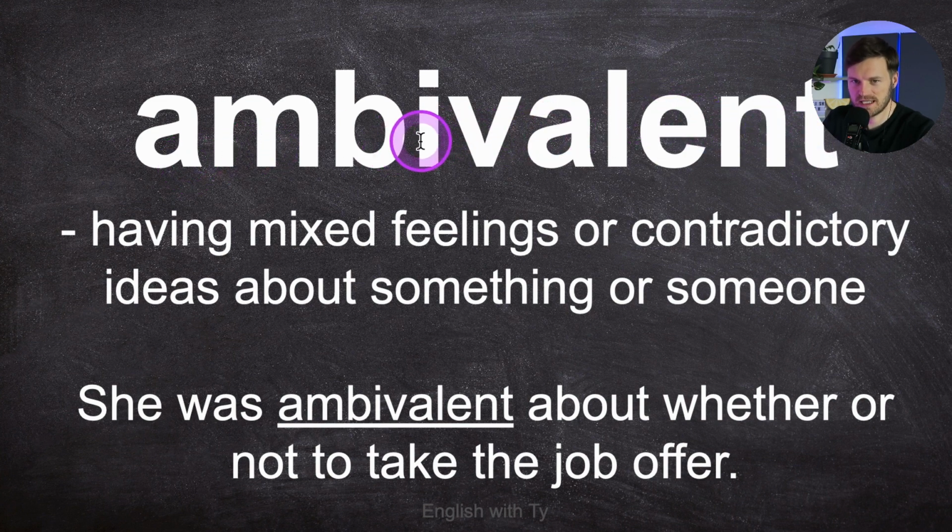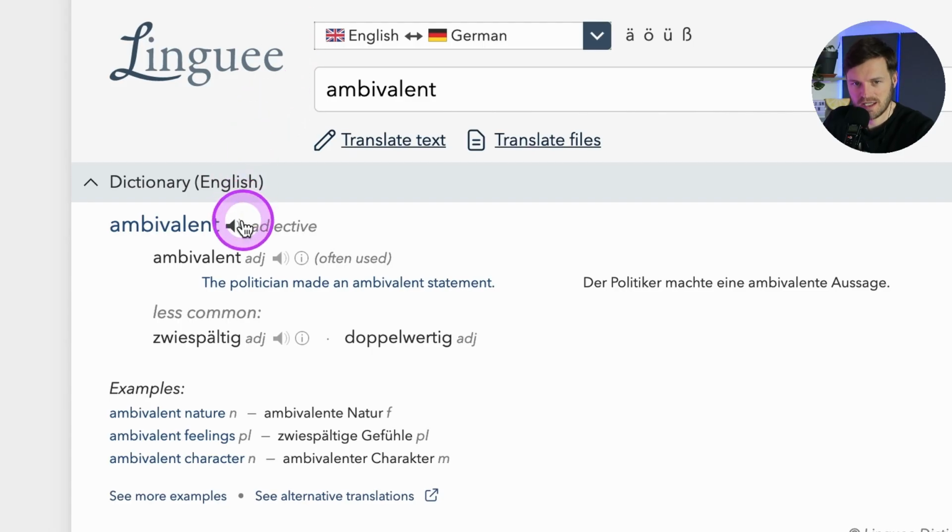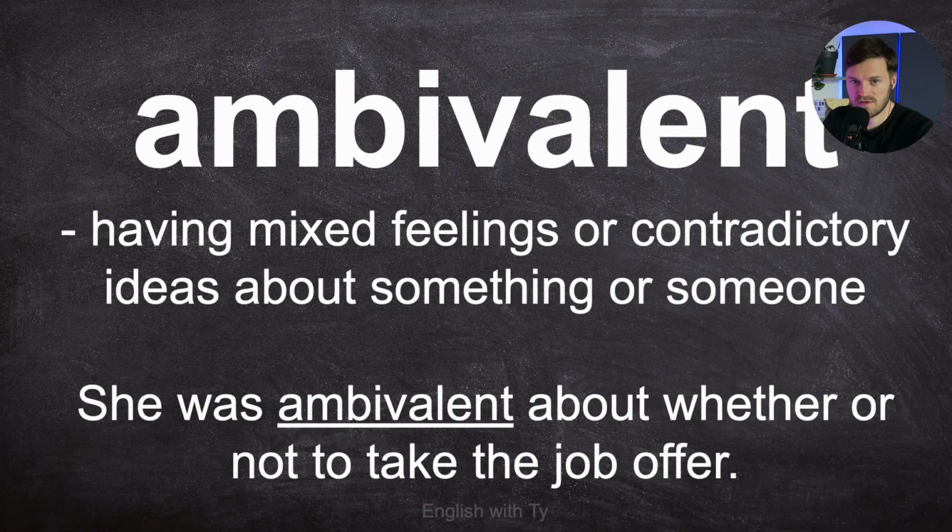A-M-B-I-V-A-L-E-N-T. Ambivalent. I want to highlight the I right here because it's not pronounced the way you might expect. And that means having mixed feelings or contradictory ideas about something or someone. Let's listen to the different pronunciations again of British English and American English. Here's American English for you. Ambivalent. And here is British English for you. Ambivalent. So it's pronounced the same in British English and American English, in these examples at least.